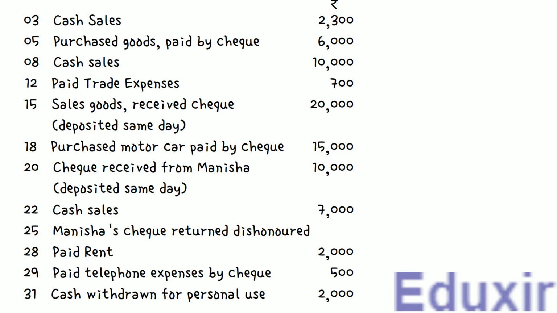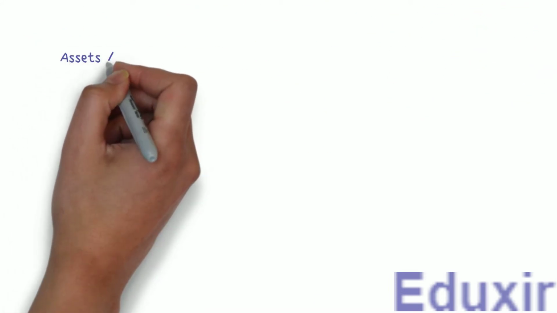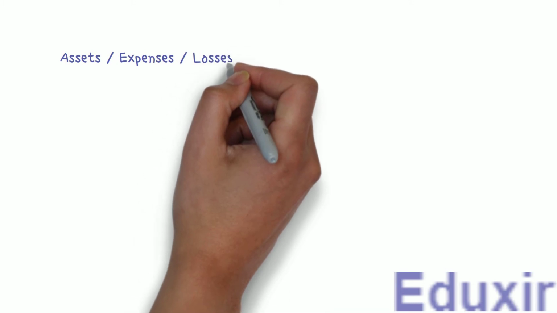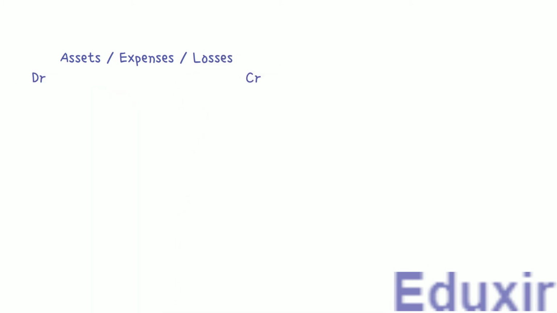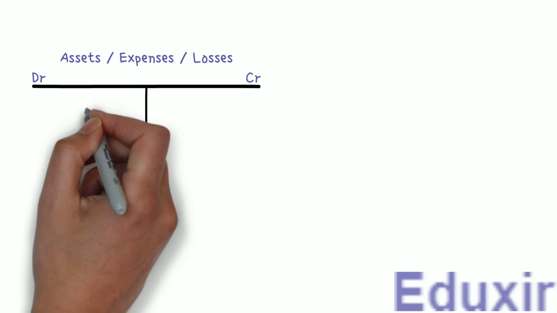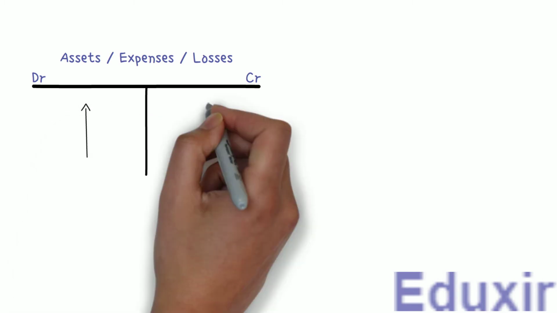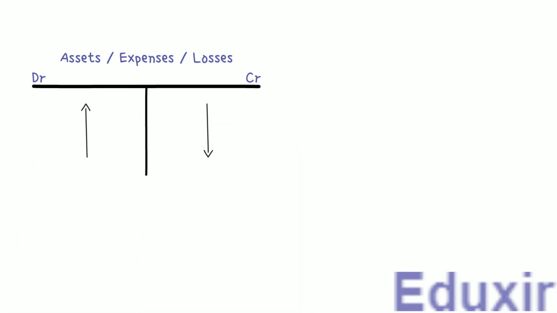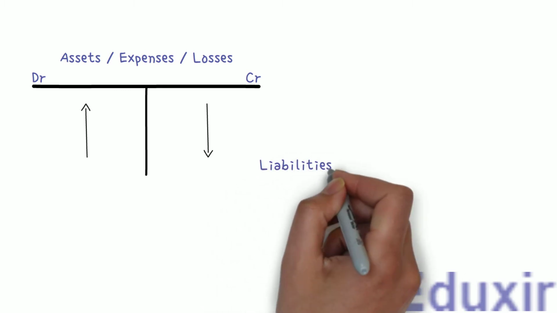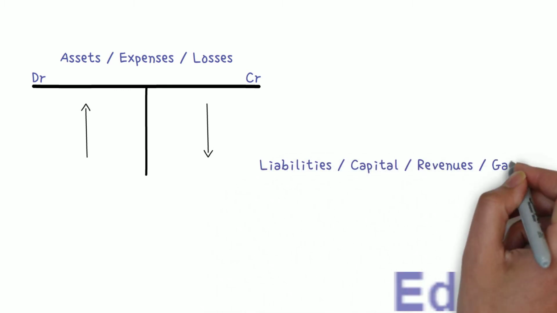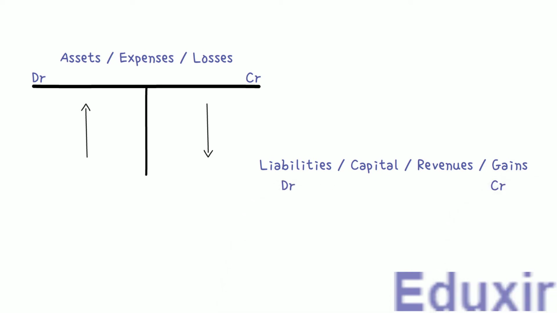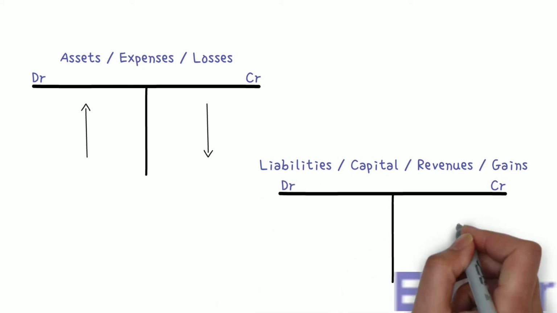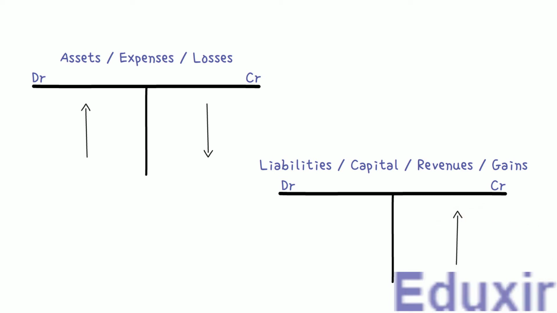Before we proceed with the analysis of these transactions, let us first recap the rules used for journalizing or posting the transactions. In case of assets or expenses or losses, any increase in any of these should be debited and any decrease should be credited. Whereas in case of liabilities or capital or revenues or gains, any increase in any of these should be credited and any decrease should be debited. With these rules at our hand, let us now proceed with the analysis of these transactions one by one.